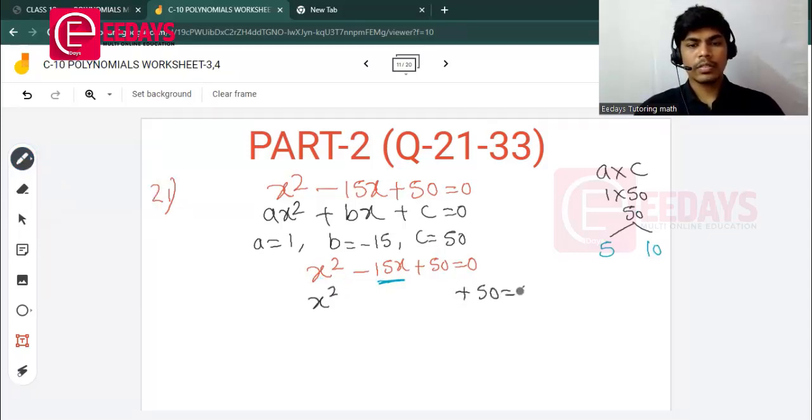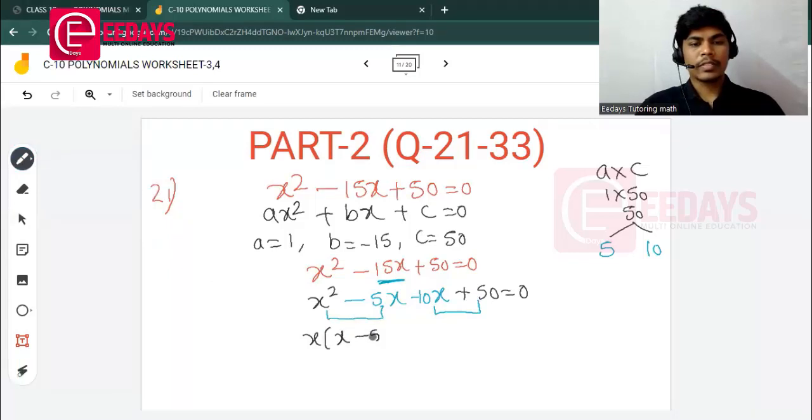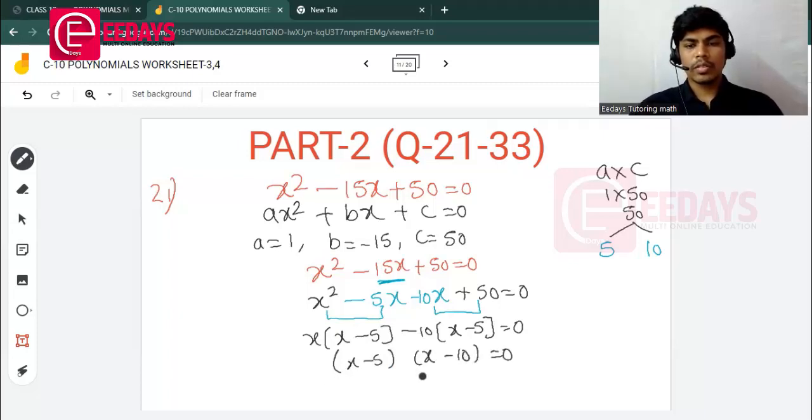Plus 50 is equal to 0. Minus 15x we can split as minus 5x minus 10x. Take common from these two and these two. Then x into x minus 5 minus 10 into x minus 5 we get. Now x minus 5 into x minus 10 is equal to 0. So x minus 5 is equal to 0, and x is equal to plus 5. Also x minus 10 is equal to 0, so x is equal to 10.